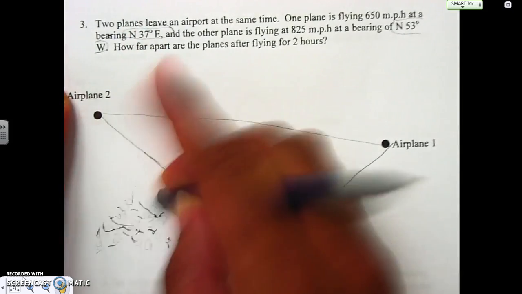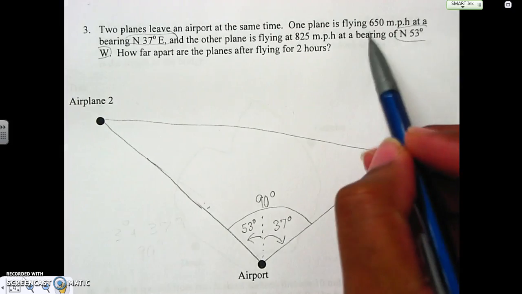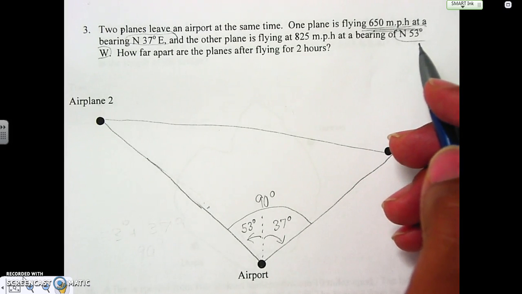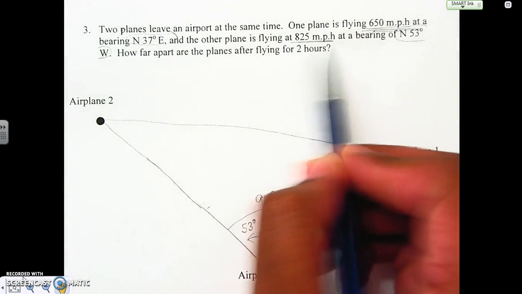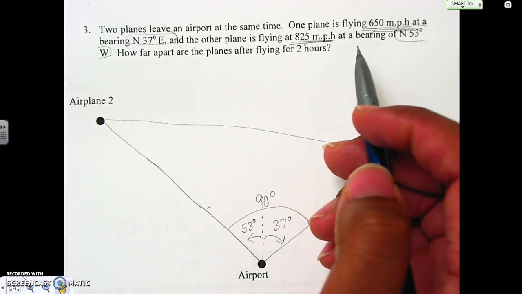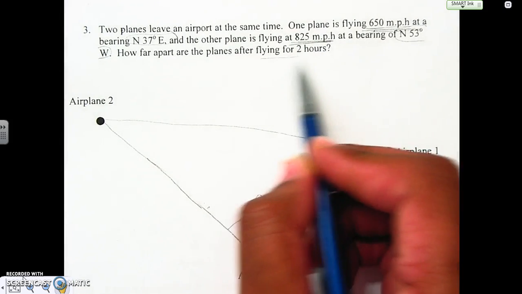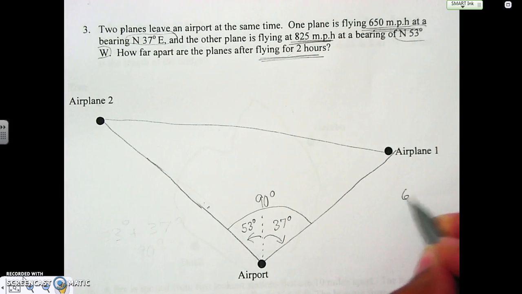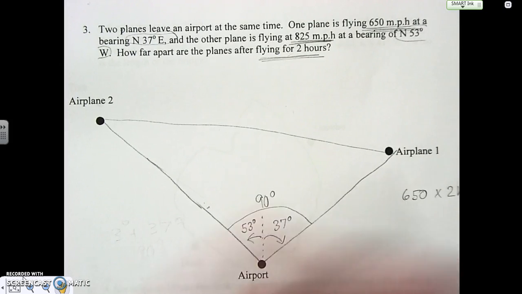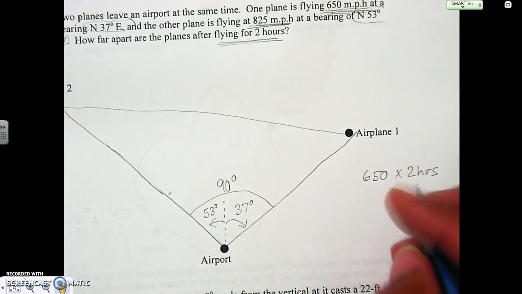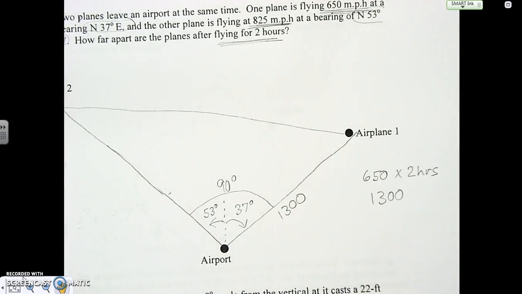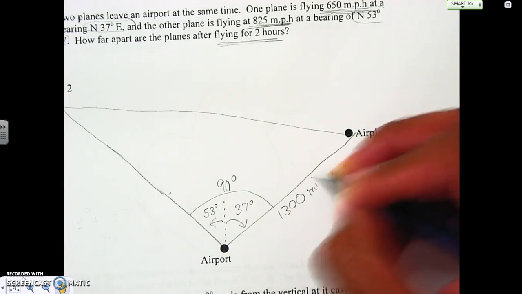Okay, now the other part that's important are the sides. We're going to talk about our miles per hour. We said the first plane is going at 650 miles per hour, so in 1 hour, it's 650. And the second plane is going 825 miles per hour, so 825 miles in an hour. But we're trying to figure out how much it's going to fly in 2 hours. So if 1 hour is 650, let's multiply by 2 hours. That's how far it is after 2 hours. That should give you 1,300 miles.